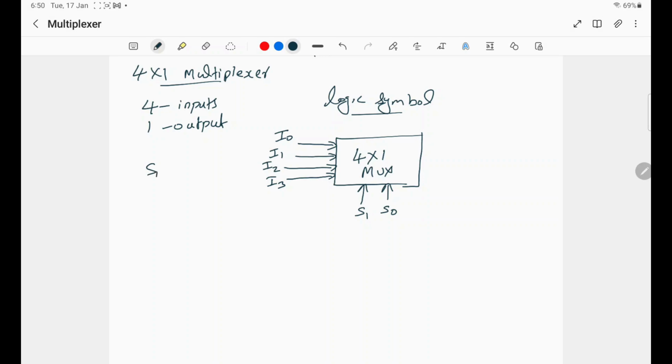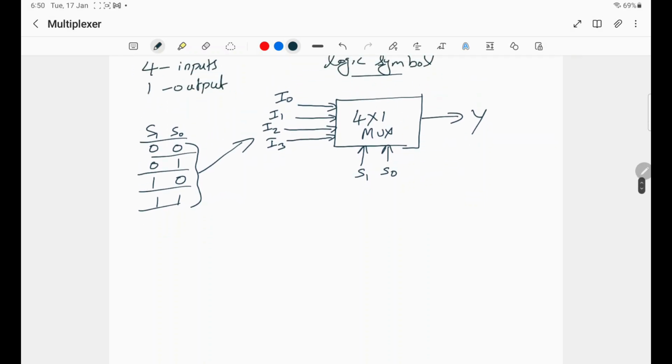because using 2 select lines we can have 4 combinations, that is S1 can be 0, S0 can be 0, S1 can be 0, S0 can be 1, S1 can be 1 and S0 can be 0, and both S can be 1. So there are 4 combinations to select 4 inputs. We can select each input for a combination. So how many outputs will we have? We will have only one output in a multiplexer.